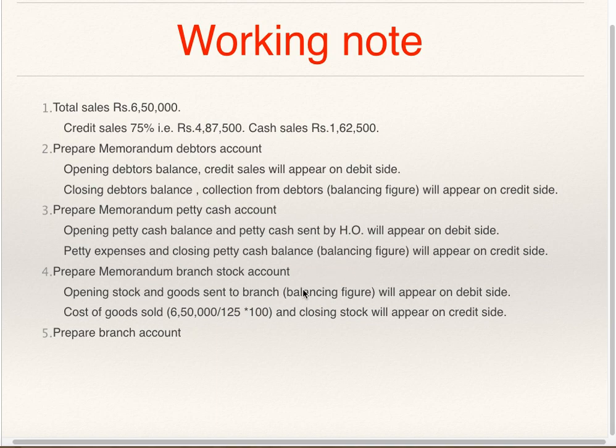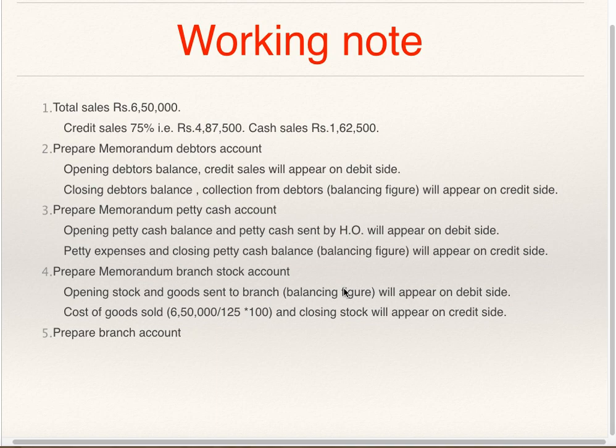But goods sent to branch is the balancing figure. You are supposed to debit branch account, debit to goods sent to branch account. This you are supposed to find out. Opening stock, cost of goods sold. How will we find out cost of goods sold? Total sales are 6,50,000 divided by 125 into 100 will be cost of goods sold, and closing stock will appear on the credit side. Find out this figure. Cost of goods sold on the credit side of memorandum branch stock account. Closing stock already given in the question. On debit side of memorandum branch stock account, opening stock is already given in the question. Balancing figure will be goods sent to branch account.